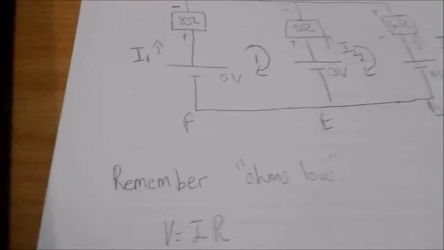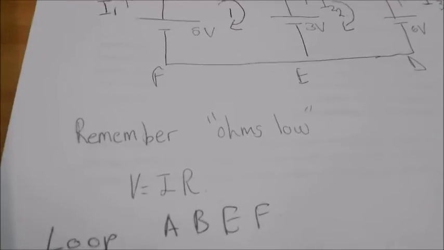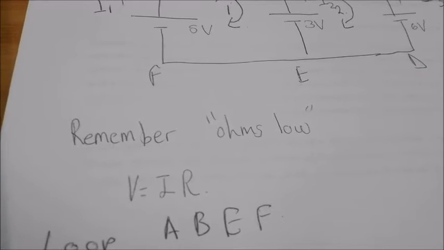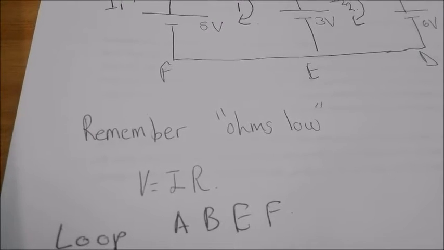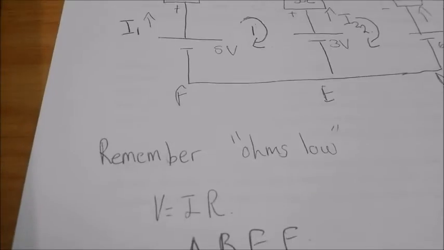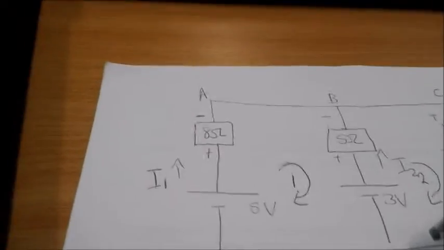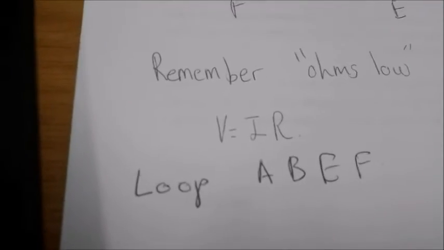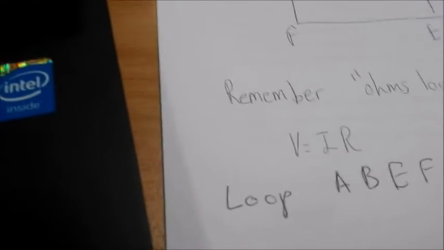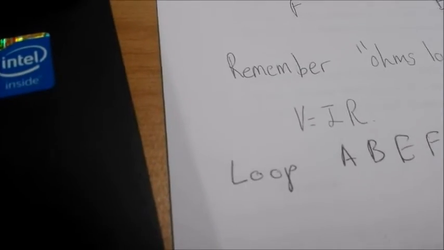Now if we start our loop analysis, the only thing I want you to remember is Ohm's law. What is Ohm's law? Ohm's law is the product of current and resistance. Just keep that in mind, it's very important. So the first loop that we have is the one that exists between A, B, E, and F. So that's loop 1. If I write it down here, we have loop A, B, E, F, and it ends up again at A.